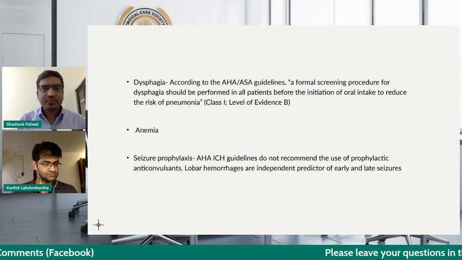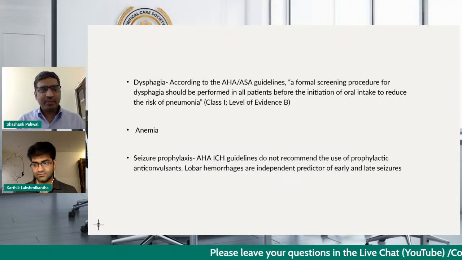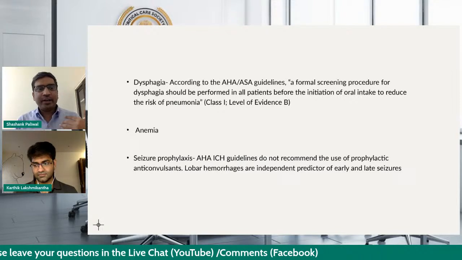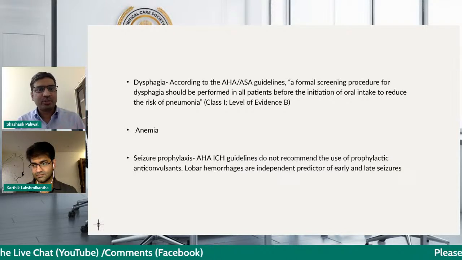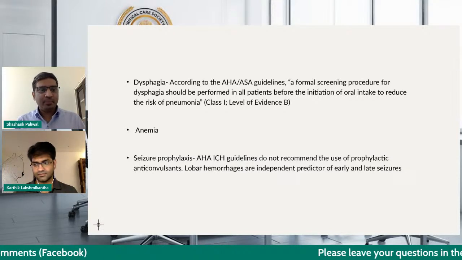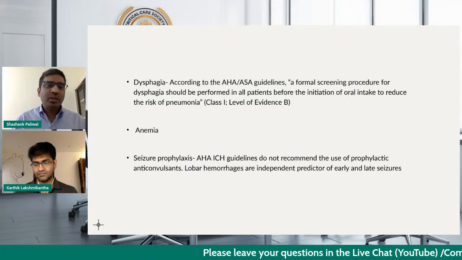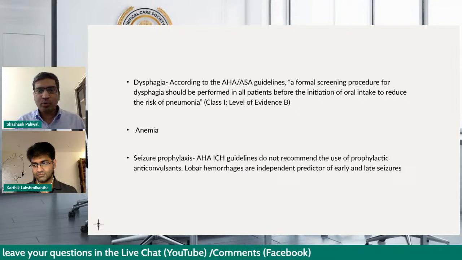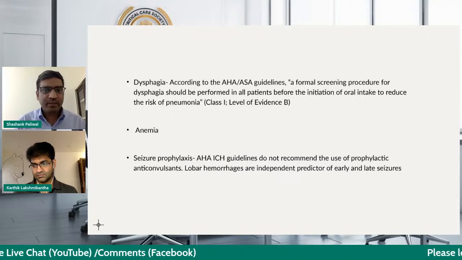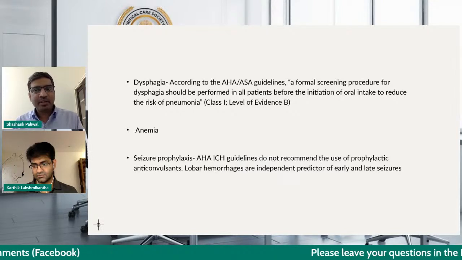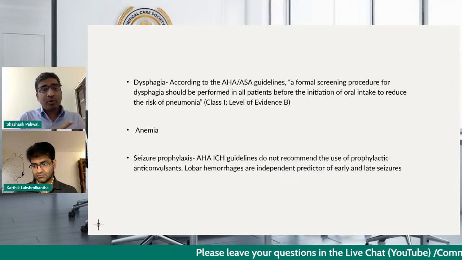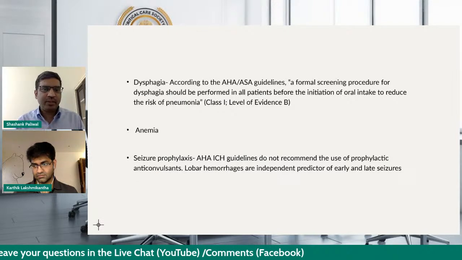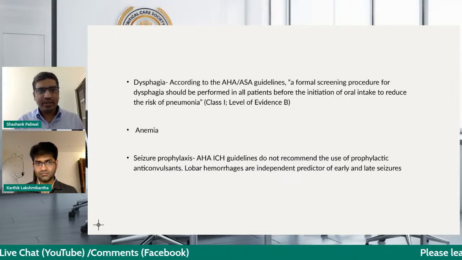Then coming to nutrition and dysphagia: dysphagia may be seen here and the patient may land up in aspiration, so a formal screening procedure should be done. Anemia should be treated. Coming to seizure prophylaxis, because lobar hemorrhages may be predisposed to seizures, as of now there is no recommendation for prophylactic anticonvulsants. Lobar hemorrhages are independent predictors of early and late seizures. Continuous monitoring can be done, but only if there are clinical seizures should anti-seizure drugs be given. Otherwise, there is no role for anti-epileptics.